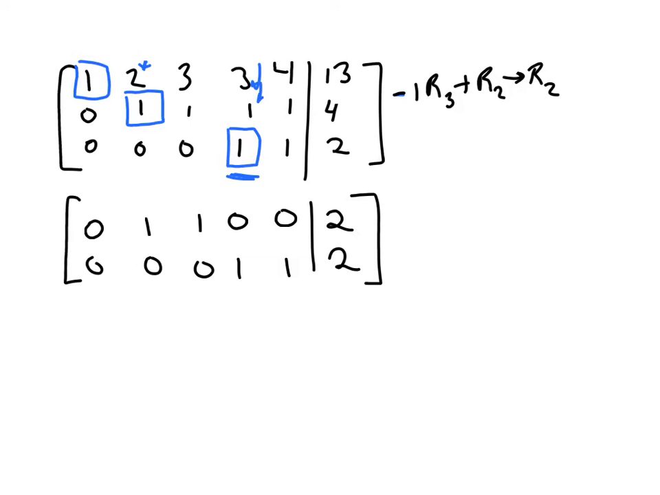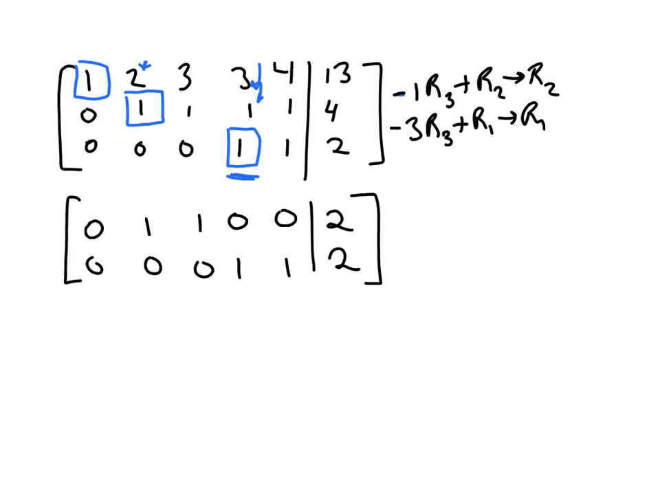Now I want to also change row 1 because, notice I made a mark here, we want to also make this a 0. So to turn that entry into a 0, I would do -3 times row 3 and add that to row 1. Make that the new row 1. So I'd like to do that now.